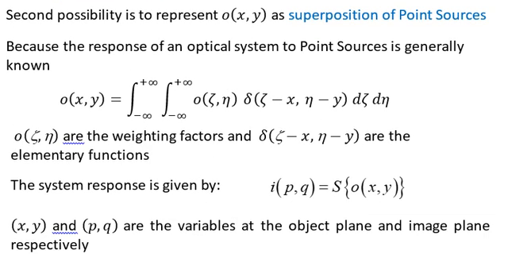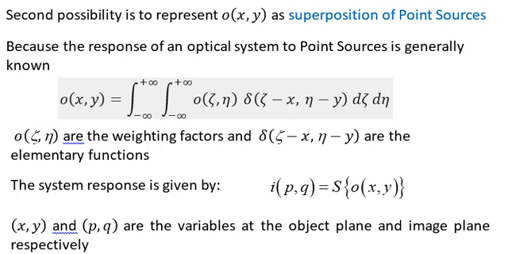The second possibility is to represent O at x,y as a superposition of point sources, because the response of the system to point sources is generally known. Now let's see how we can represent O as a superposition of point sources.